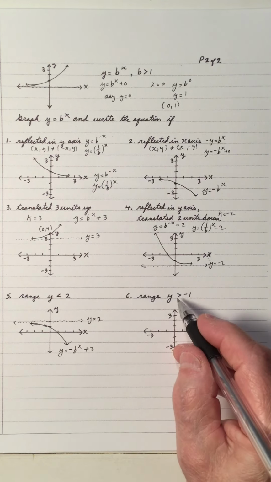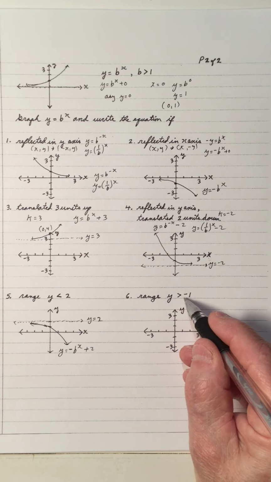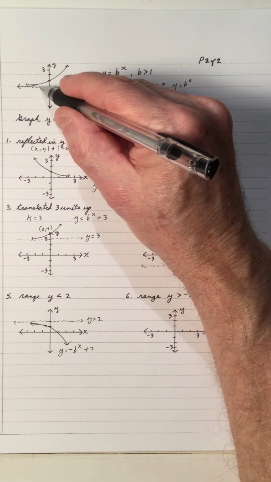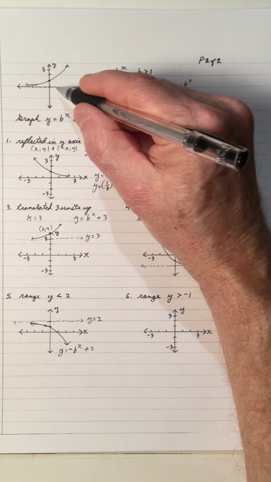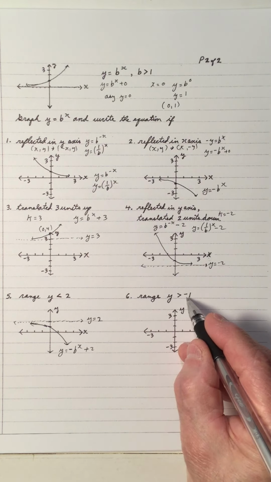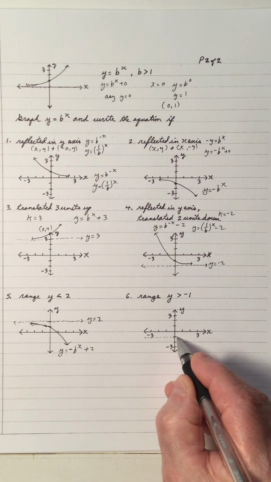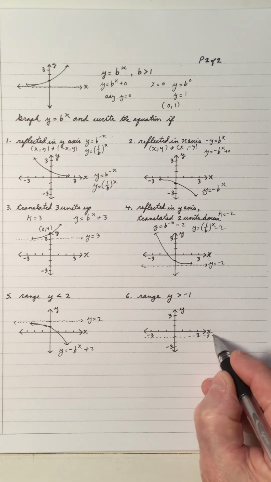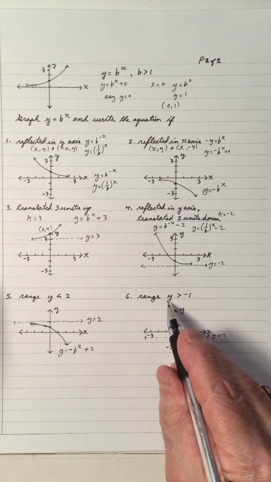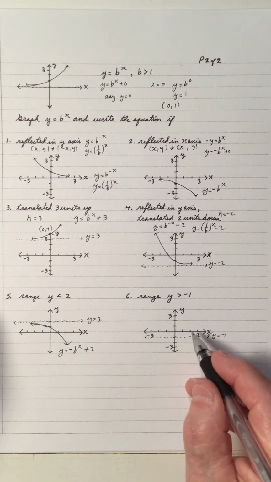And number 6, what about the range is greater than negative 1? So right here, the asymptote is y equals 0 and the range is greater than 0. Now we have the range greater than negative 1. So negative 1 is right here. So that's y equals negative 1. That's the asymptote because the range is greater than negative 1. You can't have negative 1 and greater.